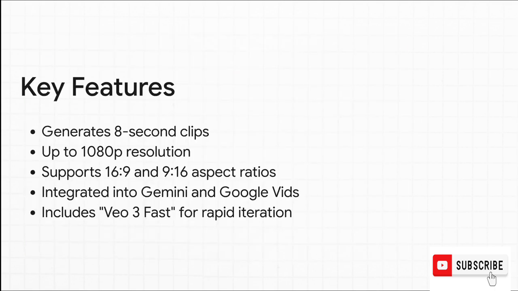So let's look at the specs here. You're getting 8-second clips, which is key, in really crisp 1080p. And this is so important. It's built for how we actually make stuff today, supporting both widescreen for YouTube and vertical for shorts and reels. The fact that it's already plugged into tools like Gemini and even has a fast mode, that tells you Google wants us to use this thing all the time for quick ideas and brainstorming.